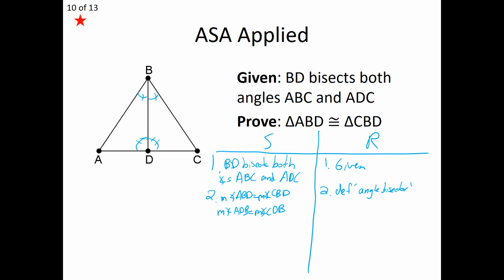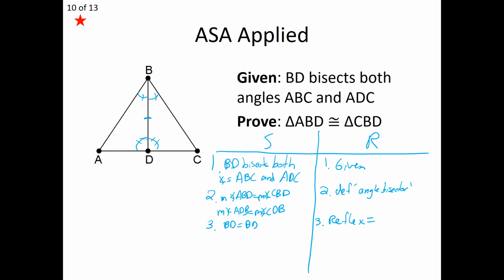So now I have two angles of one triangle equal to two angles of the other. If only I had their included sides equal. Well, as it turns out, they share the side BD. So BD is equal to itself by our good old property of reflexivity of equality. That gives us an equal pair of sides.